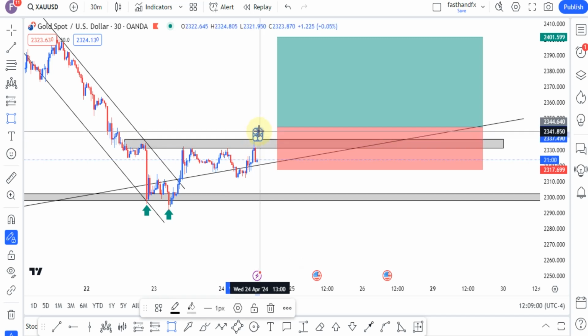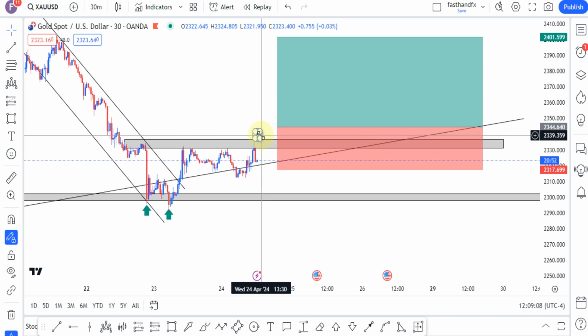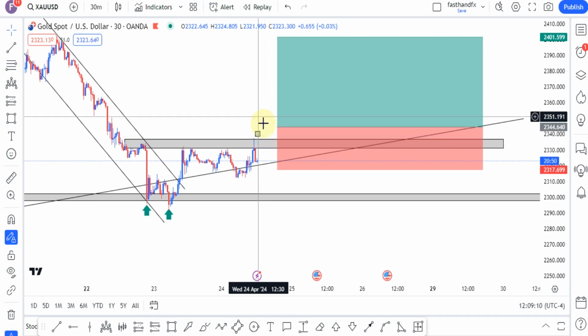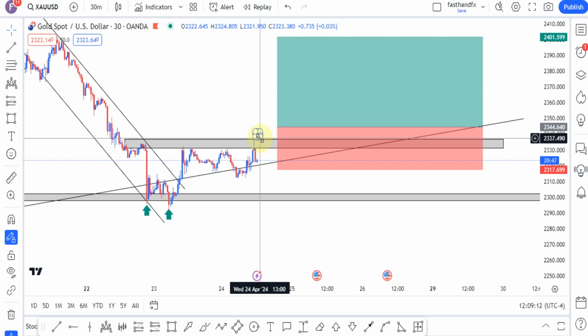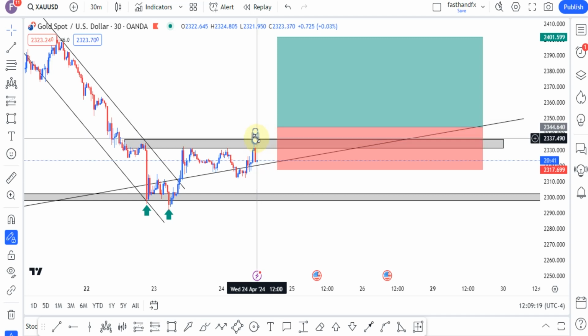Maybe just like this. Then we can take our entry at this point. Let me just draw it, just like this.